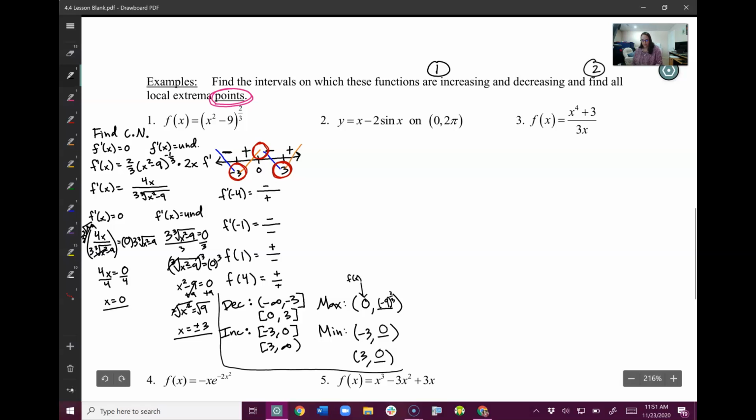So that right there is all my answers. The increasing and decreasing and the relative extrema. So that's all for number 1. In the next video, we'll try a couple more of these.